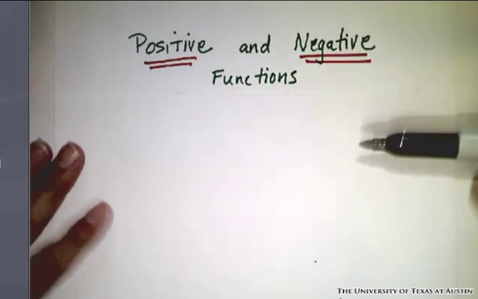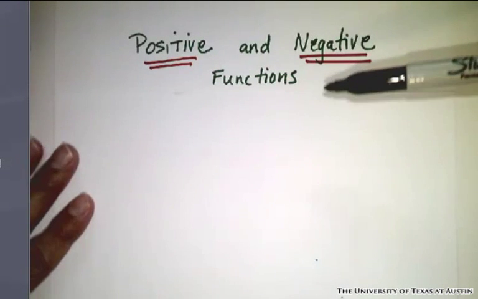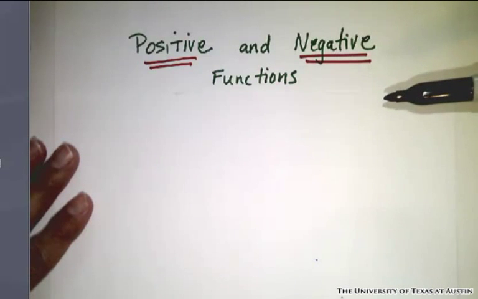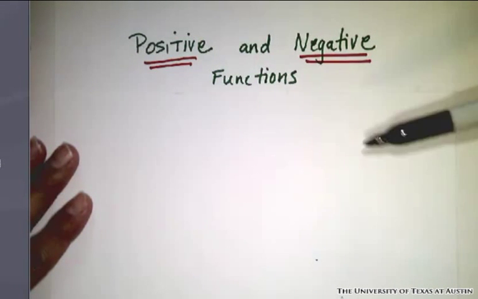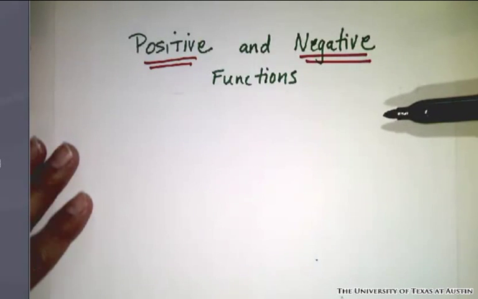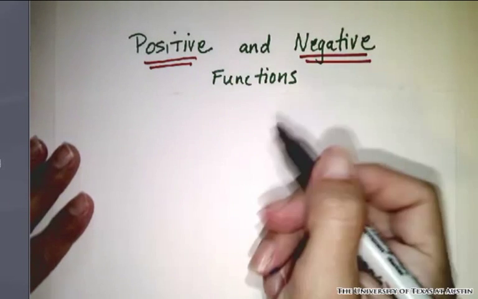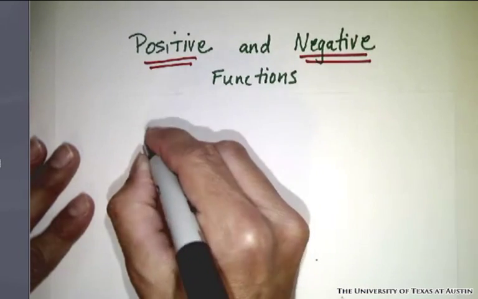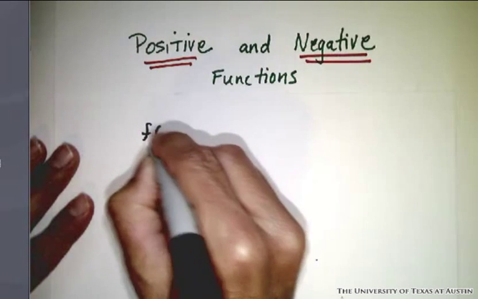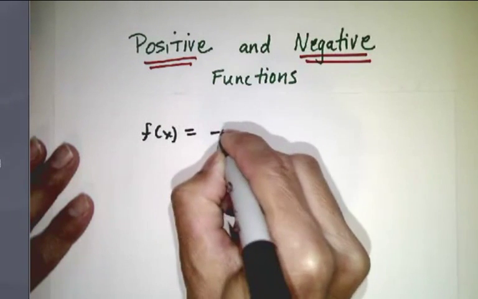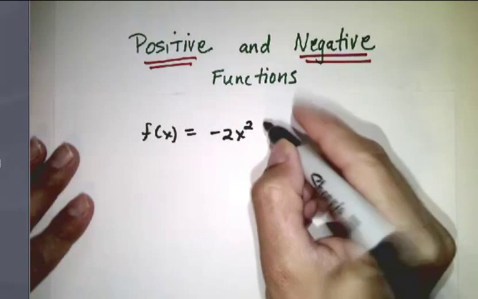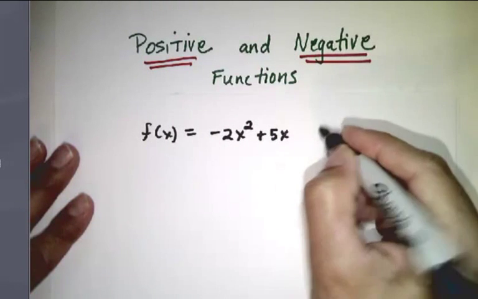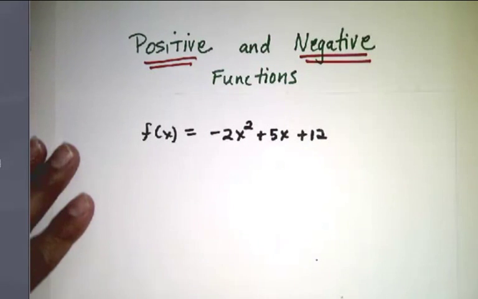We want to continue on our study of functions and where they are positive and negative. In our last video, we were asked the question of where a function was positive or negative given its graph. Well, we could also be asked that question if it's given as a formula. So let's say we have the formula f of x equals negative 2x squared plus 5x plus 12 as our function. And I asked you, where is this function positive?